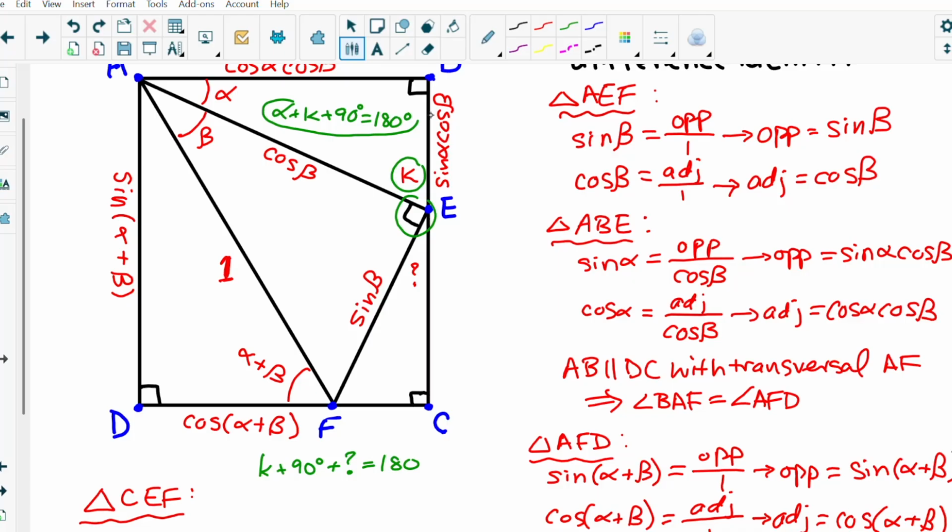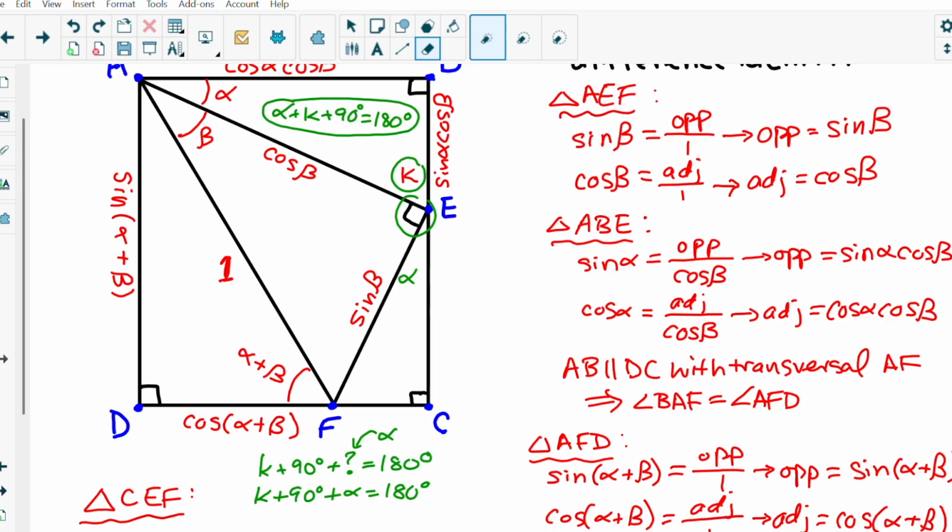Well, I just said this part is equal to 180. So alpha, I'm going to put it this way. I said alpha plus K plus 90 degrees equals 180 degrees. Let me rewrite it in order matching, right? So K plus 90 plus alpha equals 180 degrees. This question mark, because both equal 180 degrees, that has to be alpha. So that's why this angle is alpha. Okay? All right.